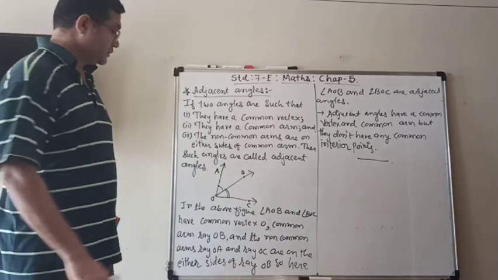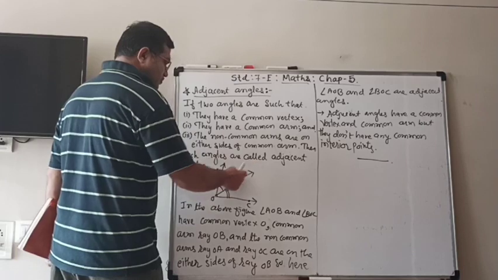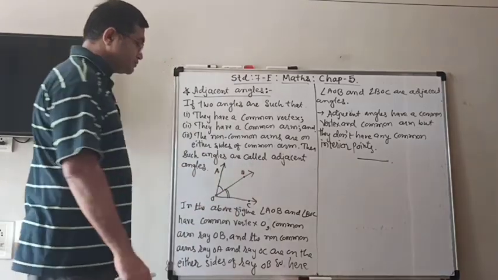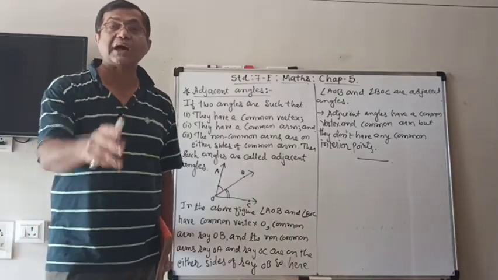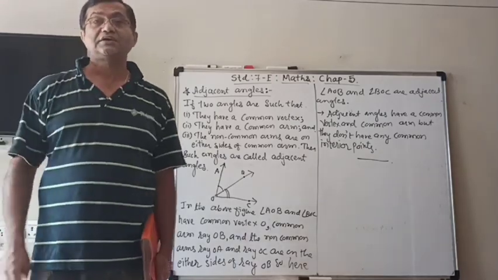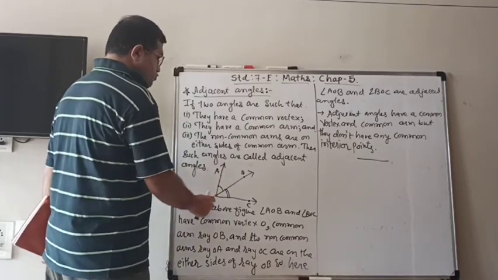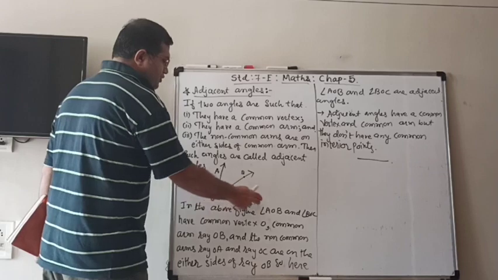Then ray OB is an arm of angle AOB, and ray OB is also an arm of angle BOC. Means ray OB is common. That is the common arm for both the angles. It means that the second condition is also fulfilled: they have a common arm. Now the non-common arms are OA and OC.